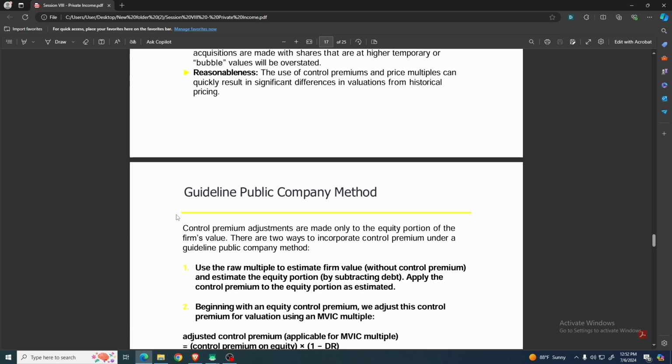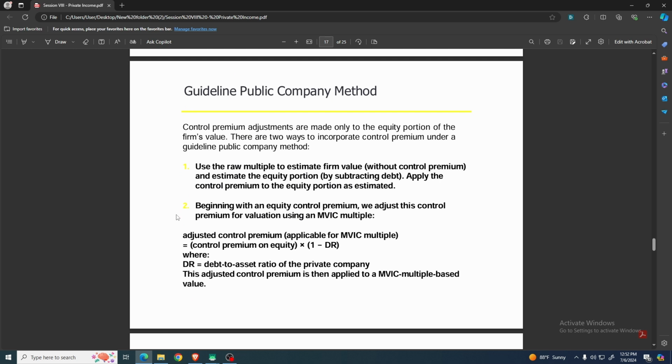All right, so we are going to now discuss the different methods for incorporating the control premium. So we have the raw multiple method first. The process here would be you are going to estimate the firm value using raw multiples such as the EBITDA multiple or the EBIT multiple without including the control premium. And then you are going to subtract the firm's debt to determine the equity portion. And finally, you are going to apply the control premium to the equity portion to adjust the value.